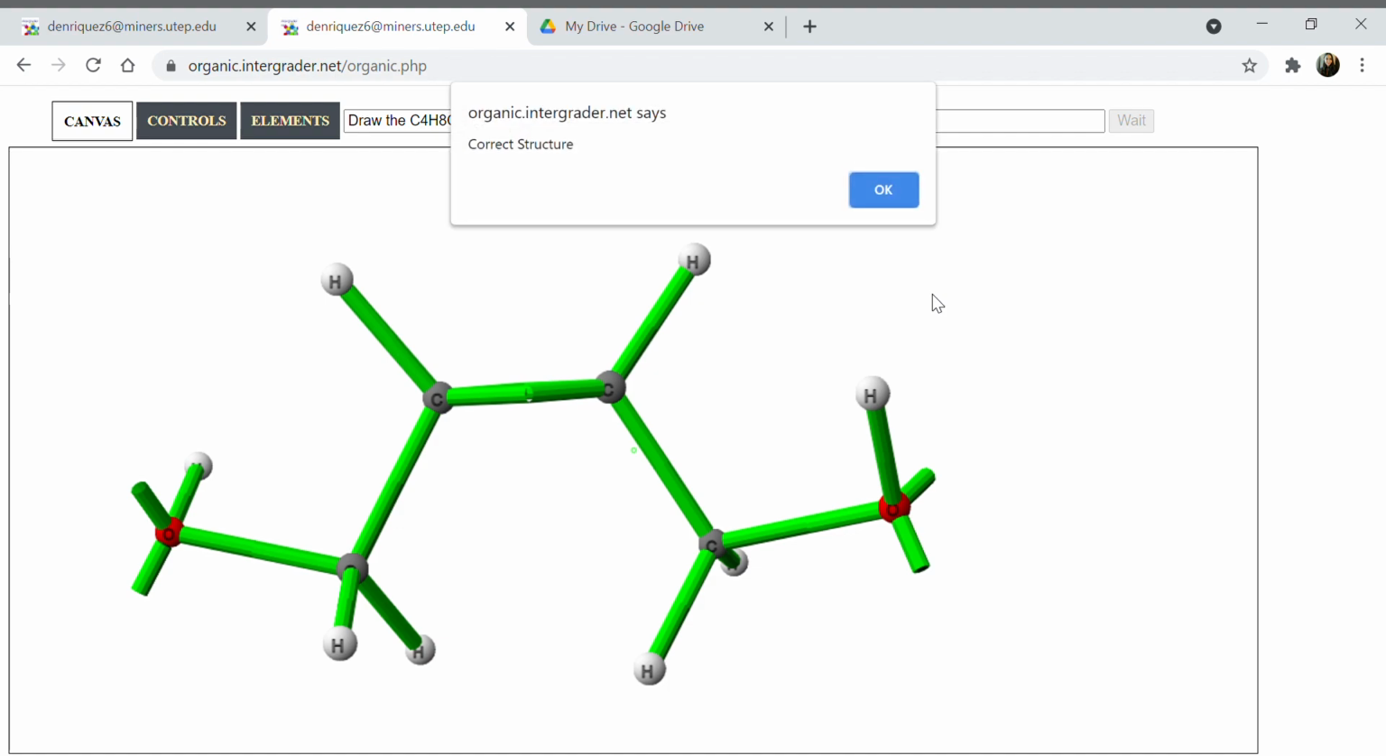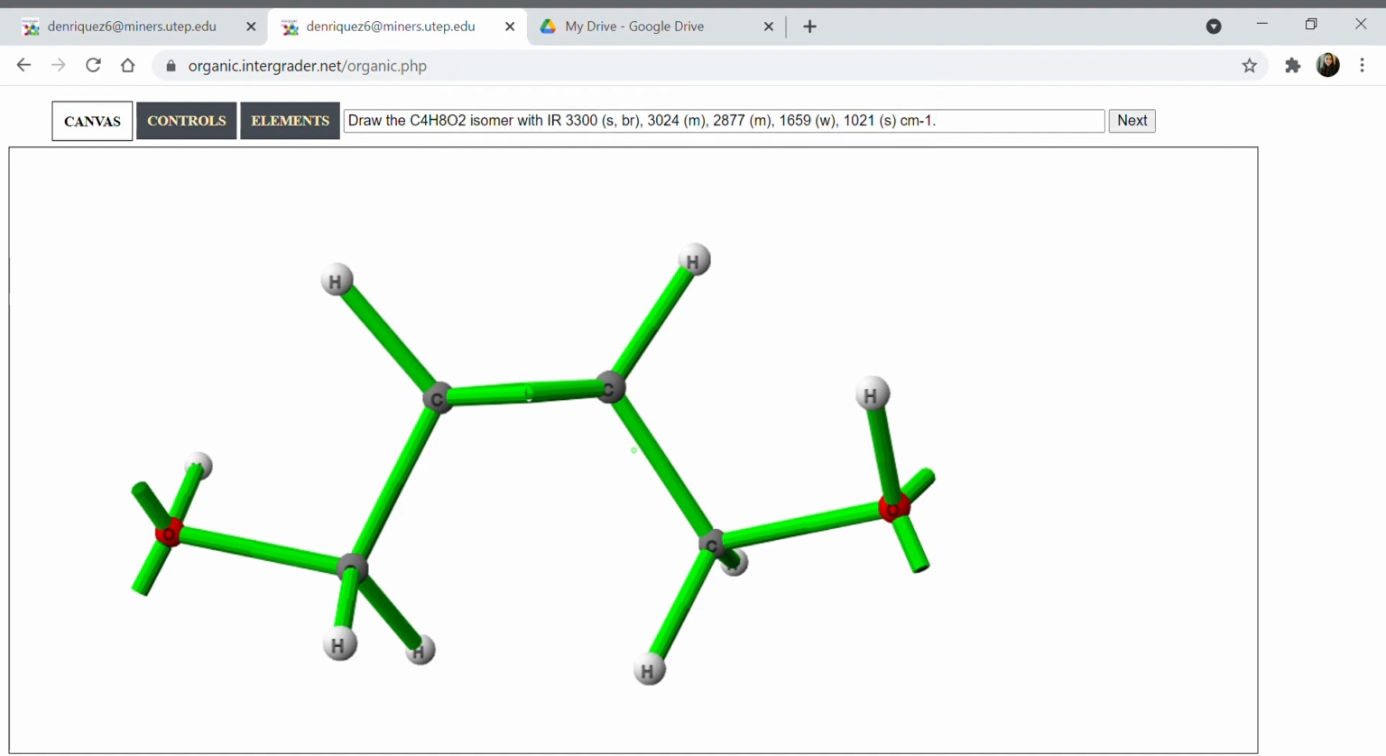So this is good practice using the chart. I know it can be kind of confusing, but just try to do the process of elimination, and hopefully it'll help out.